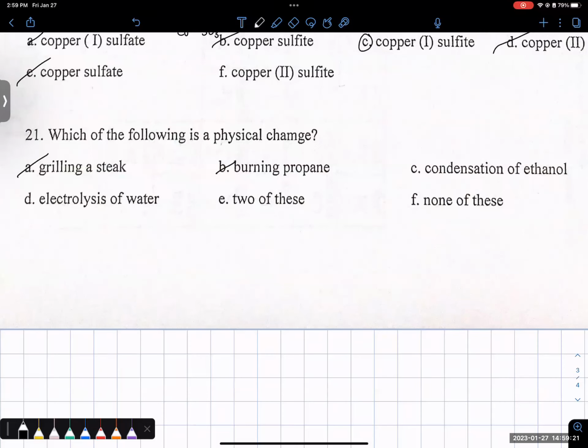Let's keep going. What about electrolysis of water? If you don't know what electrolysis means, then you may think, oh, maybe that is a physical change, but it's not. Electrolysis of water is breaking water up into ions. So like turning H2O into H plus and O2 minus. It's a chemical change because you no longer have H2O, you have ions. So D is wrong. Clearly, C is the correct answer. Condensation is going from what state of matter to what? Gas to liquid, right? Perfect.